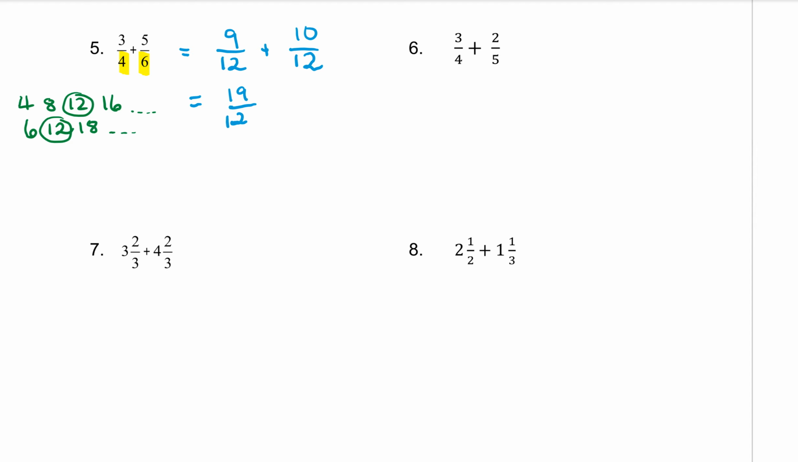That is an improper fraction, so I could change that into a mixed numeral. 19 divided by 12 goes once, and I would have a remainder of 7, which goes over 12.